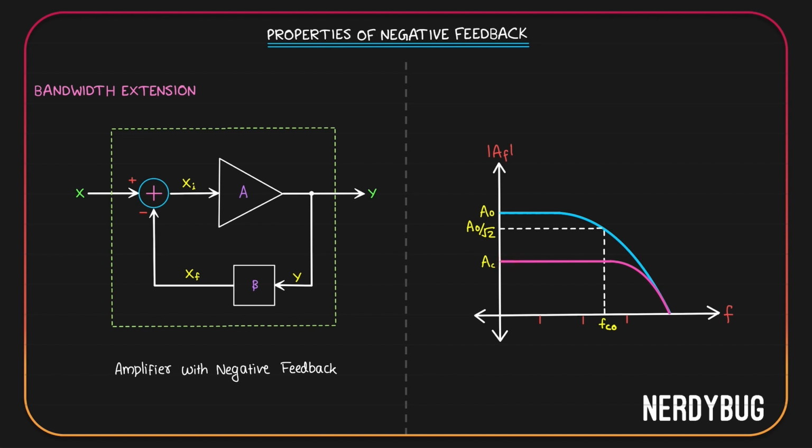Let's plot the frequency at which gain becomes AC divided by root 2. Clearly, cutoff frequency increased. Initially, we had almost constant gain between 0 and FCO. So our bandwidth was FCO minus 0, which is FCO. Now we have almost constant gain between 0 and FCC. Clearly FCC is greater than FCO. New bandwidth of the amplifier is FCC minus 0, which is FCC, which is clearly higher than the previous one.